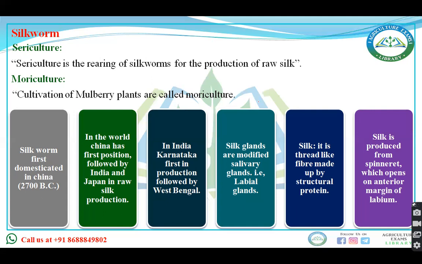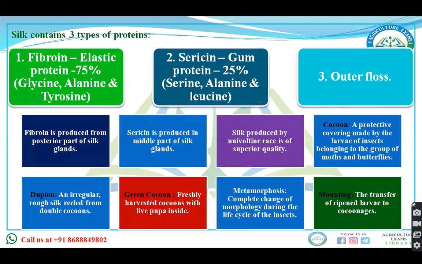What is silk? It is a thread-like fiber made up of structural protein. Okay. Next, in silk, two types of proteins are mainly present. Okay, that is fibroin, which consists of nearly 75%, and sericin, which contains 25%. Okay, fibroin is produced when you talk about the silk gland, from the posterior part of the silk gland, while sericin is produced from the middle part.